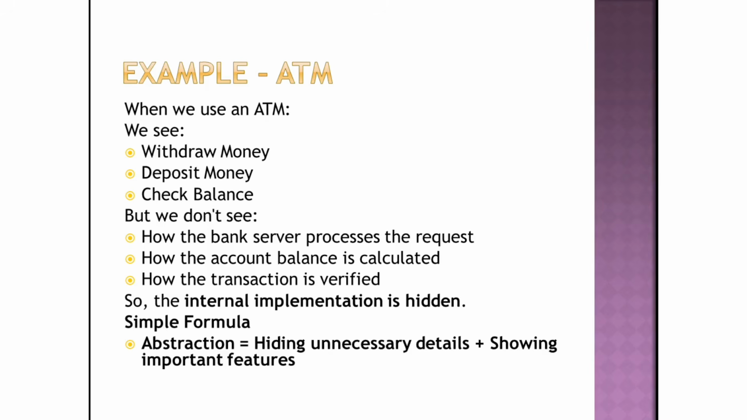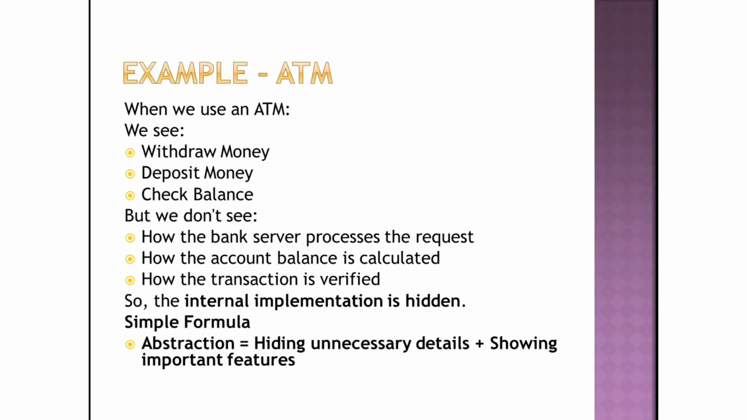The same concept is applicable in software development. Suppose we have a method called withdrawMoney in Java. The user may simply call that method. Internally, the method may perform authentication, balance checking, database operation, and transaction processing. But the user doesn't need to know all those internal steps. So this example is a very good way to remember abstraction. We interact with what the system provides, while the system hides how the functionality is implemented. Therefore, abstraction helps us hide unnecessary details and expose only the important functionalities.